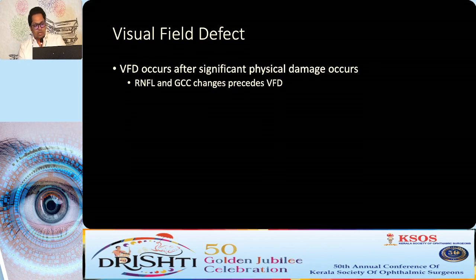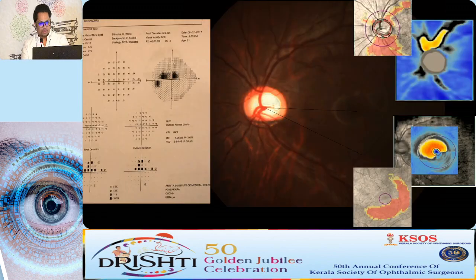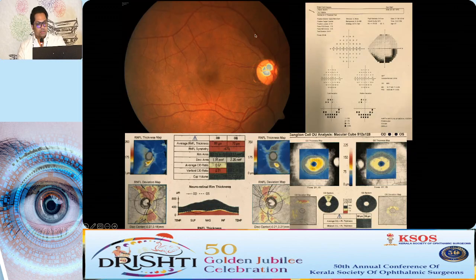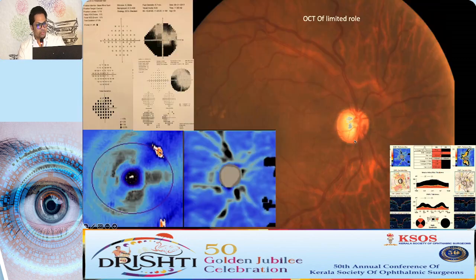Visual field defect occurs after significant structural damage occurs. RNFL and ganglion cell changes precede visual field defect. Let us look at a few examples. This is a patient who has a Bjerrum scotoma, an arcuate scotoma superiorly. If you see this RNFL defect, it is coming close to the fixation. This angular distance is quite small. In such situations, you will have involvement of the GCC on the GCC map and a field defect closer to the fixation. This is a patient who has a wide angular width, and this field defect is away from the fixation, and that is not involving the macular GCC.